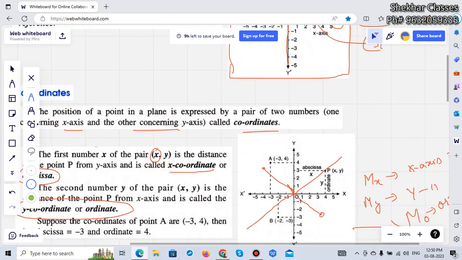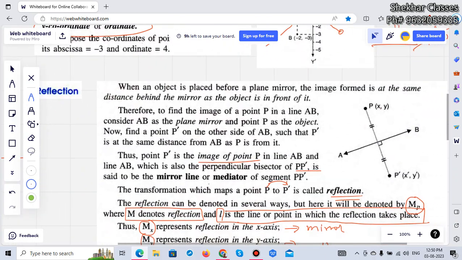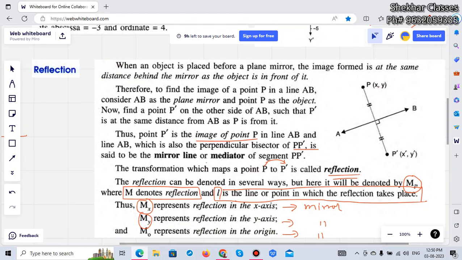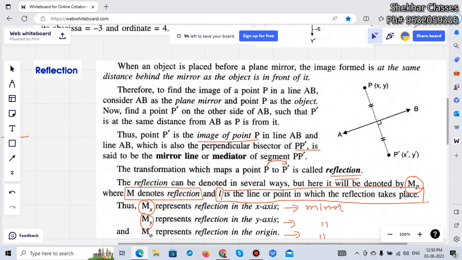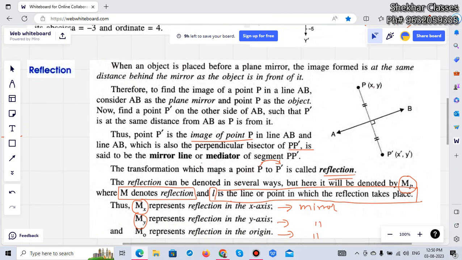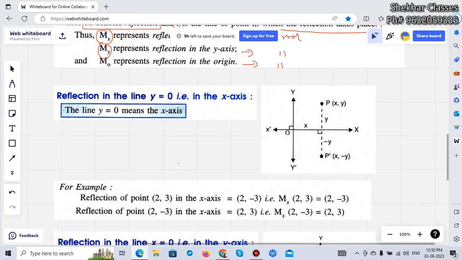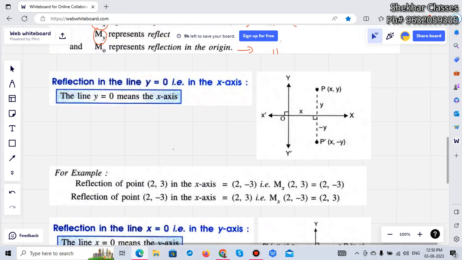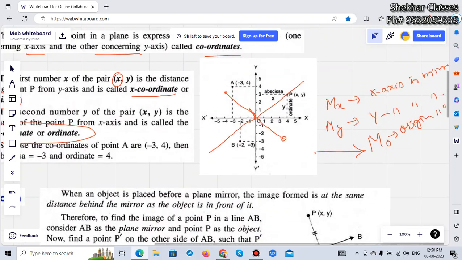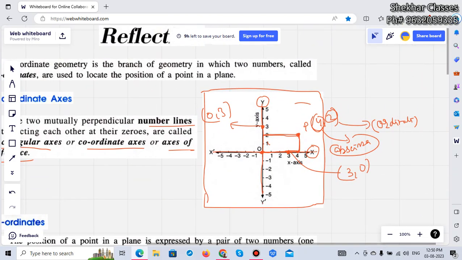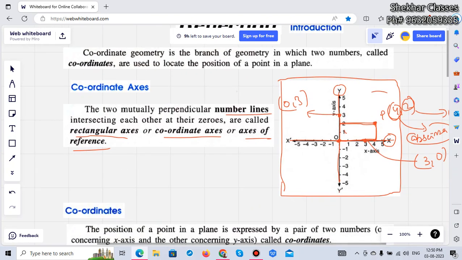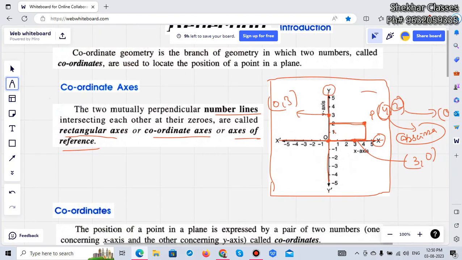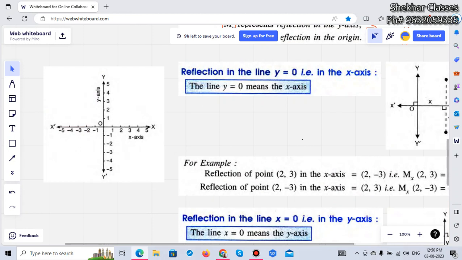Okay, next is reflection. When an object is placed before a plane mirror, the image formed is at the same distance behind the mirror. We have already done this. Now reflection in y equal to 0. What is a line which is y equal to 0? Just give me 1 second here. Reflection in y is equal to 0. So which is the line y is equal to 0?